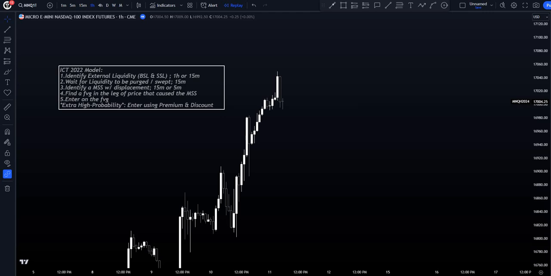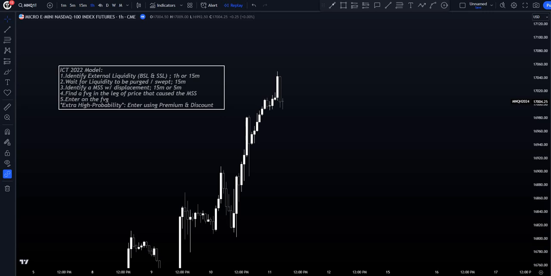Now, the ICT 2022 model will go like this. The first step is to identify external liquidity points. Remember, your buy side and sell side. This can be found on the 1 hour or the 15-minute time frame. The next step is to wait for liquidity to be purged or swept, so a liquidity sweep, and this will happen on the 15-minute time frame. Next, you will identify a market structure shift with displacement, on the 15-minute or the 5-minute time frame. Then you're going to find a fair value gap in the leg of price that caused the market structure shift. And finally, you're going to enter on the fair value gap.